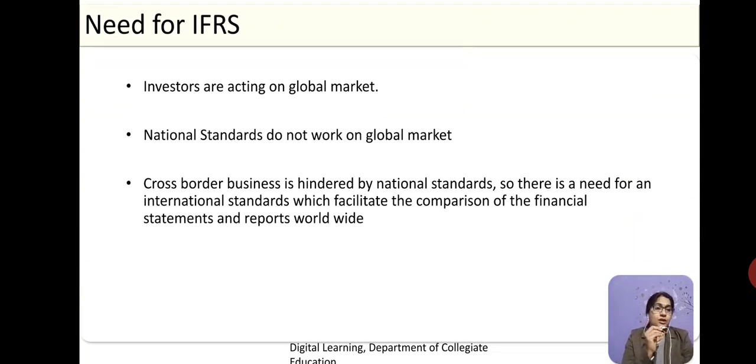So need for IFRS, the very important question. So as I was talking about accounting standards, every country in the world has their own accounting standards, isn't it? If you come to India, India has Indian accounting standard. If you go to US, they follow US accounting standards. Then why there is a need for this IFRS when every country has its own accounting standards? The answer is very simple.